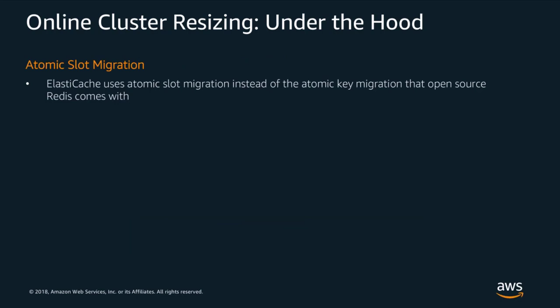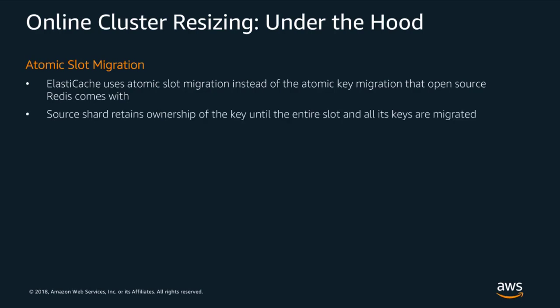Now, I quickly want to talk a little bit about what's under the hood. This online cluster resizing that we just talked about to add or remove shards, how is that actually happening, and how is it different from open source Redis? So one of the main things based on which this whole online cluster resizing works is that ElastiCache is using atomic slot migration under the hood. And what this means is, instead of doing atomic key migration, which open source Redis comes with, ElastiCache uses the slot as an atomic unit to do the whole migration.